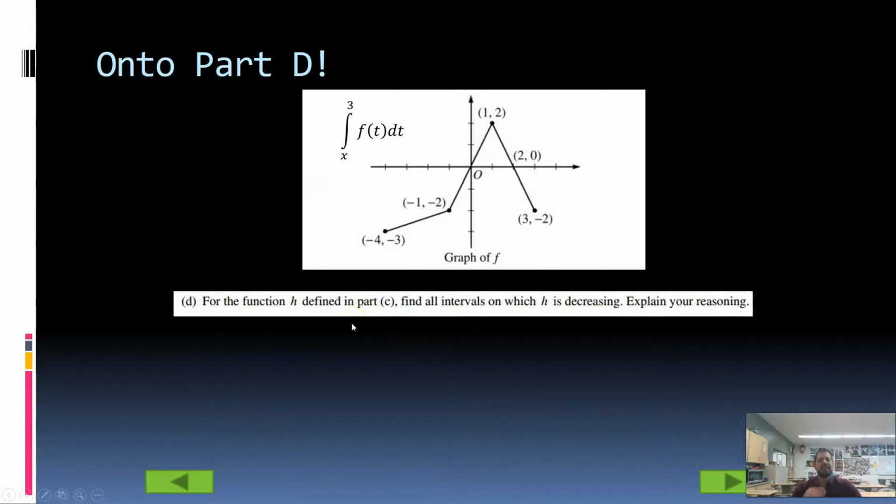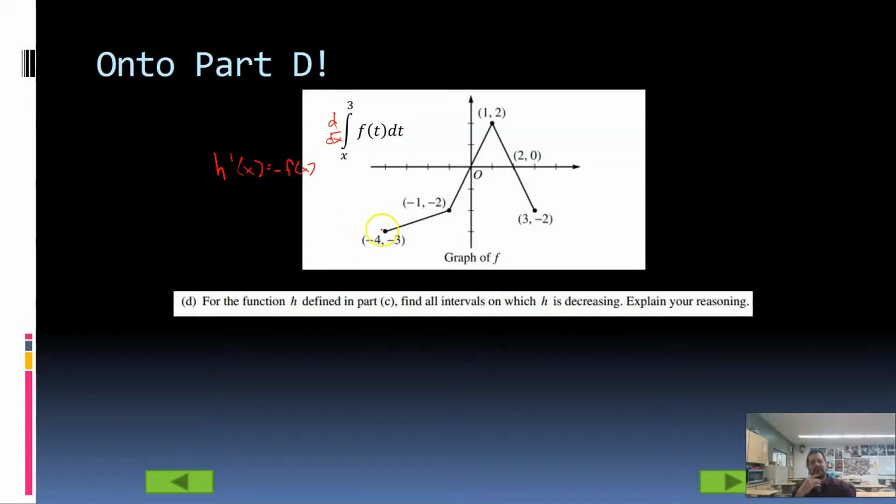So letter D says, again, we're looking at that same integral, the integral from x to 3 of f of t dt, and we want to know where h is decreasing. Well, in order to do that, you just want to know where the first derivative, h prime of x, is less than 0. Well, if I take the derivative of this, I get negative f of x, because that x is on the bottom. So when I take the derivative, in order to really take the derivative, I need to flip the x to the top, which would make the whole thing be negative.